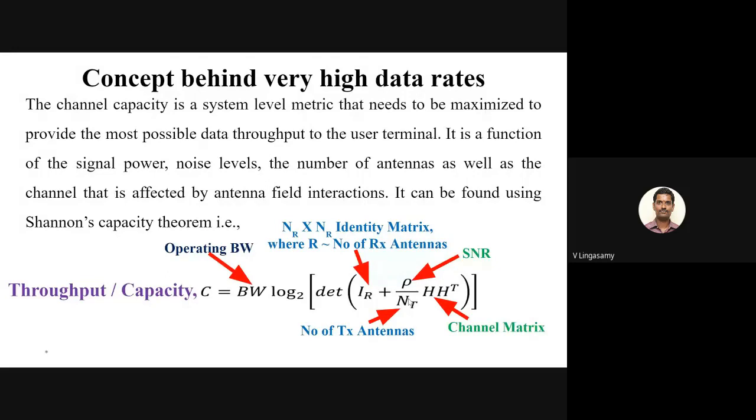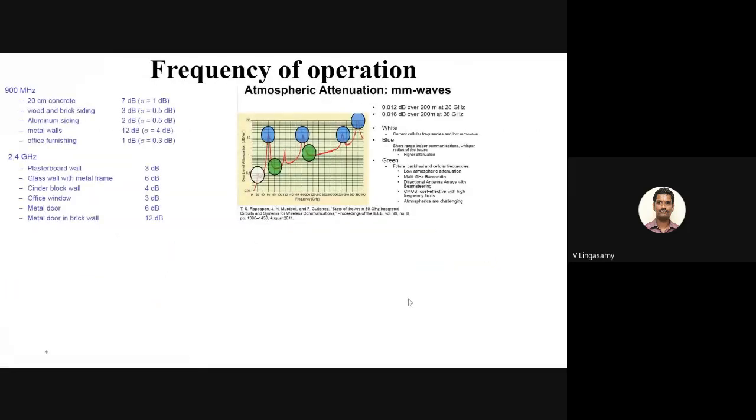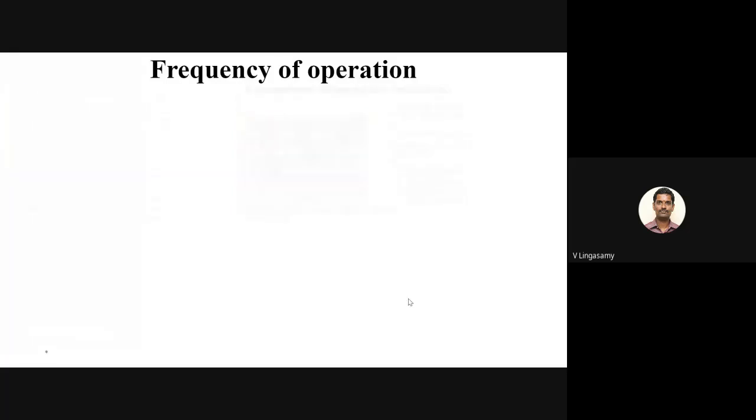That's why the channel matrix is very important. Okay. Now, next is the frequency of operation. So we'll just slowly touch upon the frequency of operation, because so far we have seen bandwidth, right?